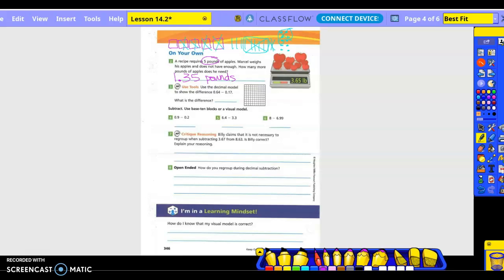Number 3, use tools. Use the decimal line to show the difference. So we would basically color in how many of those? So 6 longs and 4 small cubes. Okay, then they wanted us to get rid of 1,700. So we are going to cross off 7 small cubes, right? So 1, 2, 3, 4, 5, 6, 7.